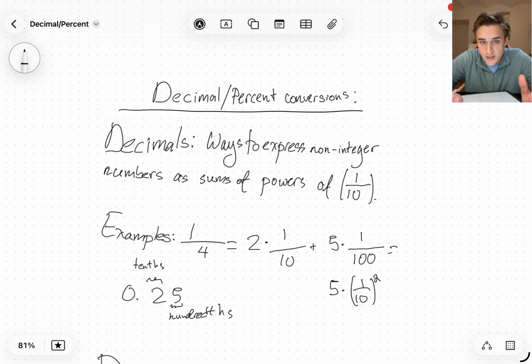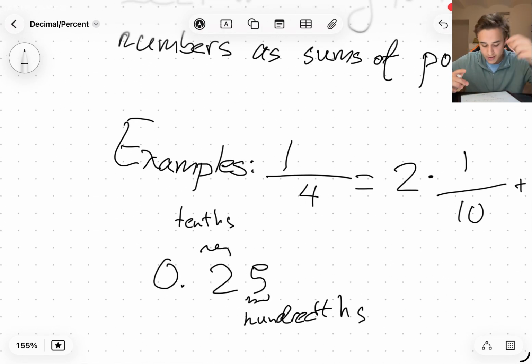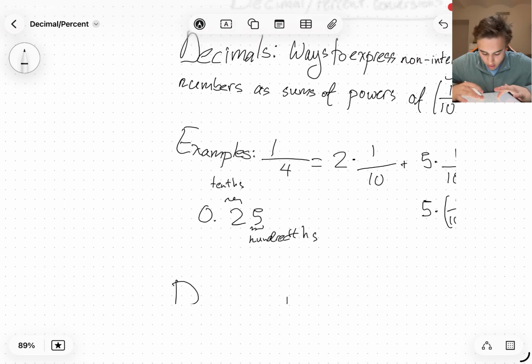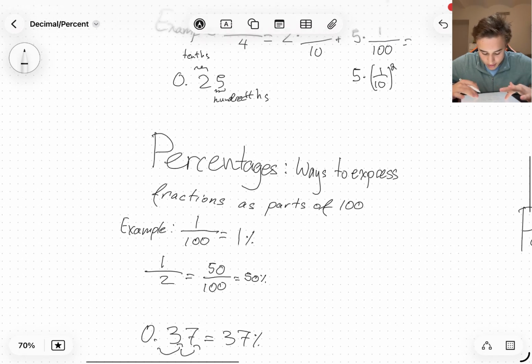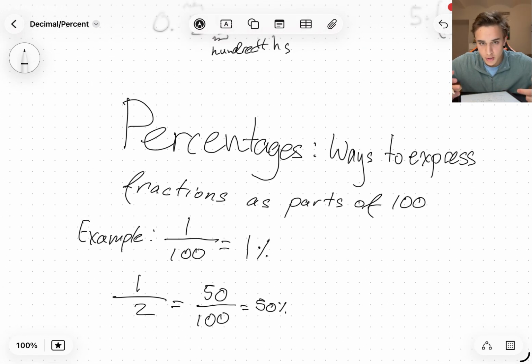So 1/4 is equal to 2 times 1/10 plus 5 times 1 over 100, which is just 5 times 1 over 10 squared. And so that's equal to 0.25, and you can see that the 2 there is how many tenths there are, and the 5 is how many hundredths there are, and it would continue. So if there was another digit after, it would be the amount of thousandths, and then the 10,000ths, and so on. And percentages are ways to express fractions as parts of 100.